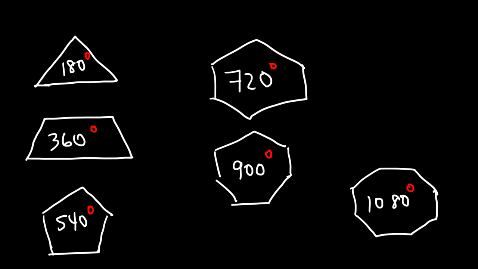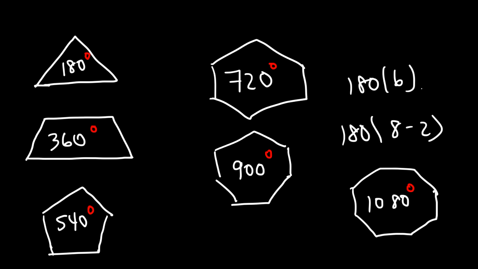Now you could confirm this. You can type in 180 times (8 minus 2), or 180 times 6 for an octagon. So 180 times 6 will give us 1080. So that's the sum of the interior angles for these types of figures.